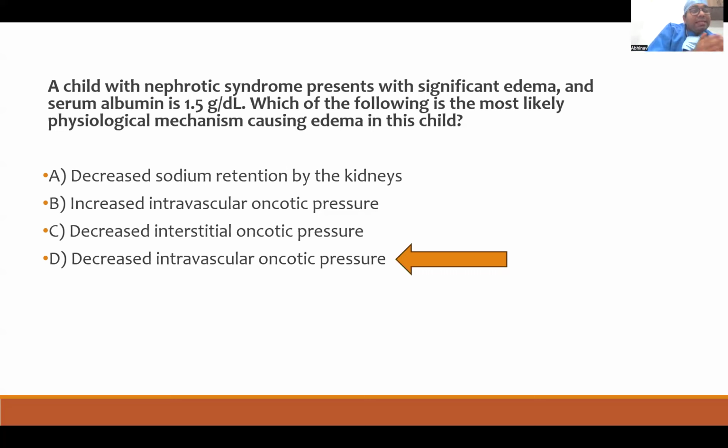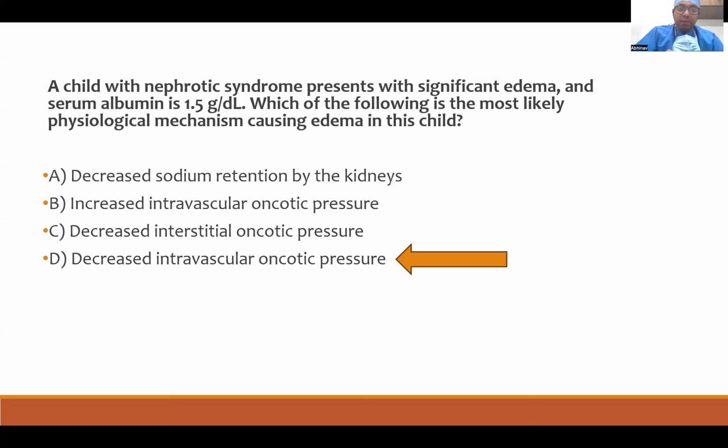And how do you divide the ECF? You divide ECF into intravascular and interstitial compartments. Are you clear with this? So, intracellular fluid, and then you have ECF, which is divided into smaller compartments: plasma, that is intravascular, then interstitial fluid, and the transcellular fluid. These are very important. These are the basics.